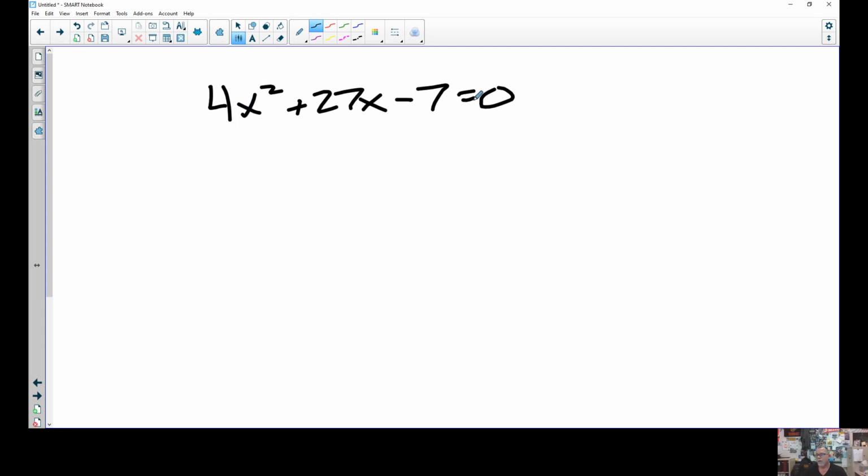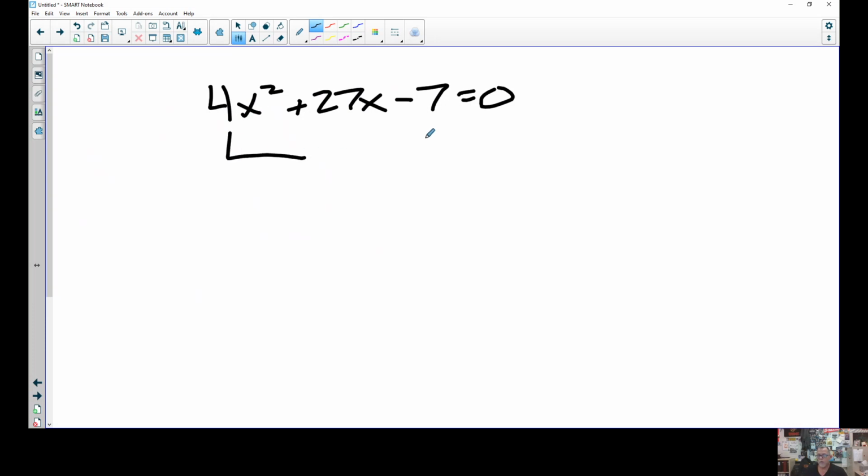Because the first step, it is set equal to 0. We're all good there. Common factor, again, 4, 27, and 7 don't have a common factor. There's not a variable that's the same in all these. I always go through that checklist in my head before I go to factoring. Now I look at this. There's not a 1 in front. So what I did last time is going to look a little different, but it's the same process.